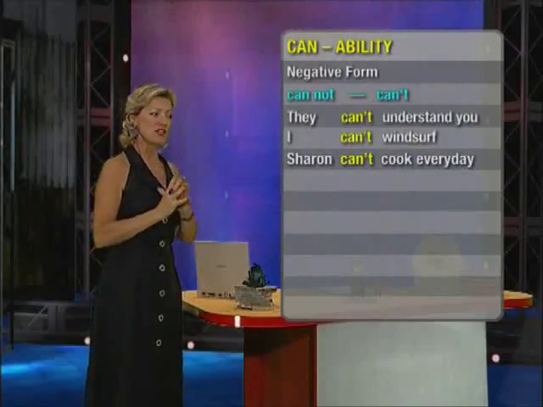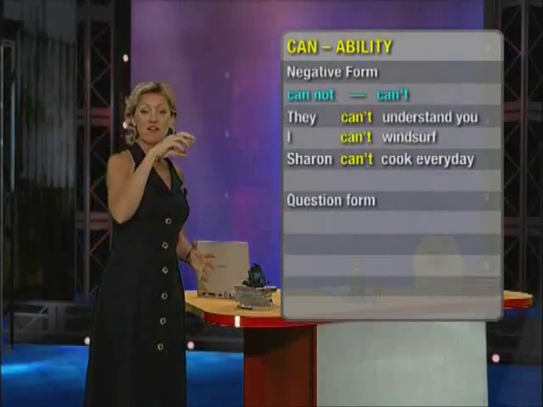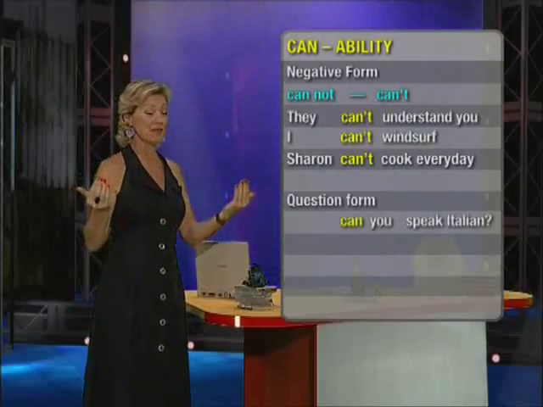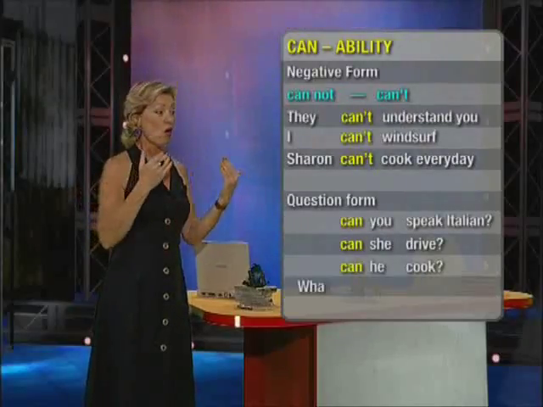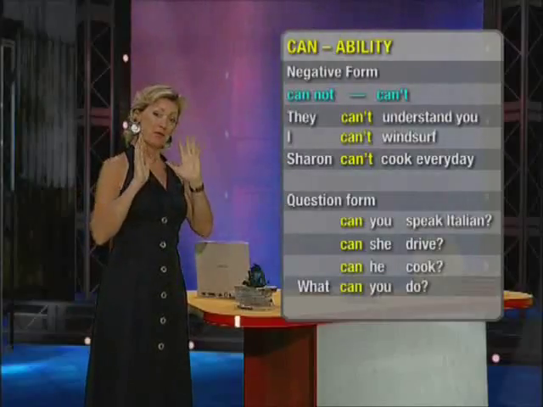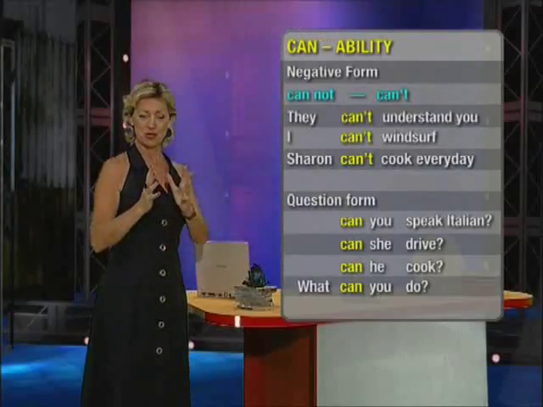All right? The question form is, again, simple. You put can in front of the subject. So we say, can you speak Italian? Can she drive? Can he cook? What can you do? All right, so the form is simple. Can with every subject form, then the infinitive without to. So not difficult. So whenever you are talking to somebody about your abilities, you use can.